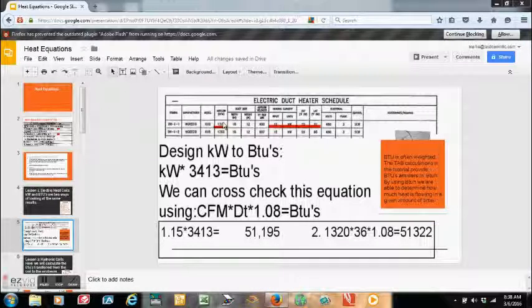BTU is often weighted. The tab calculations in the tutorial provide BTU answers in BTUH. By using BTUH, we are able to determine how much heat is flowing in a given amount of time. It may be kind of sloppy, but BTU is often used when people mean BTUH. I've done it both ways here.